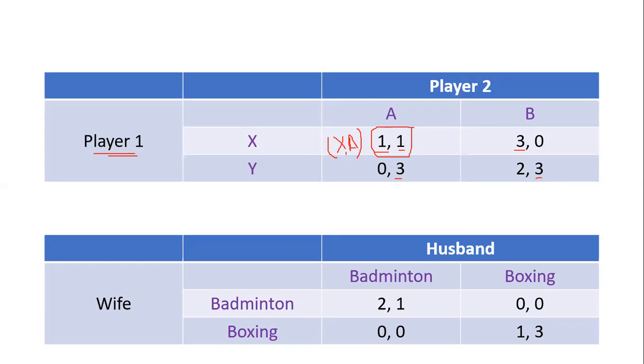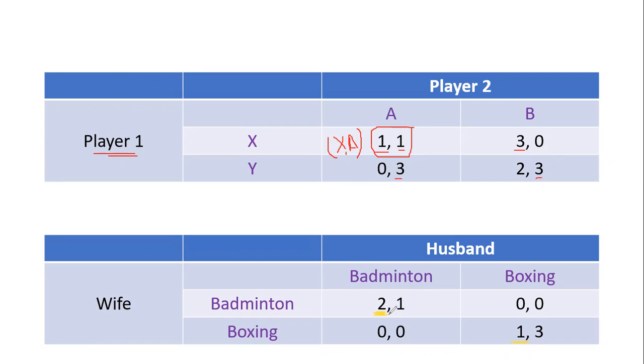Let's first take the decision for the wife. If the husband chooses to play boxing, should the wife play badminton or boxing? She should opt for boxing. This is best for her. If the husband opted to play badminton, what should the wife choose? Badminton or boxing? Definitely badminton, because it is the best choice for her.